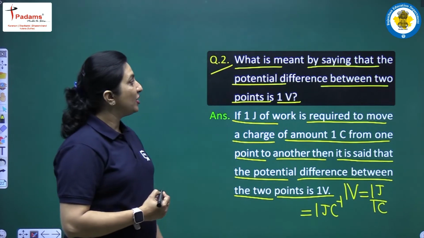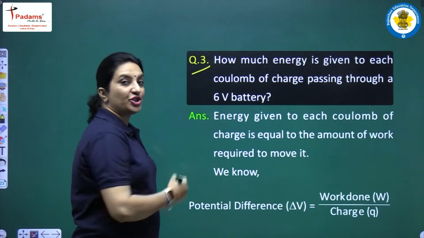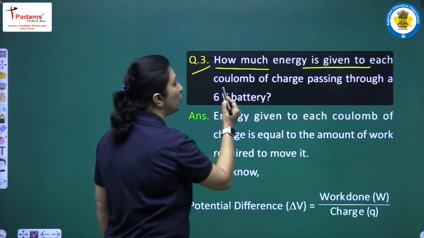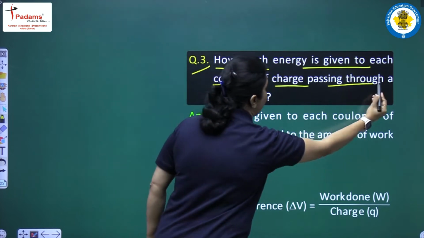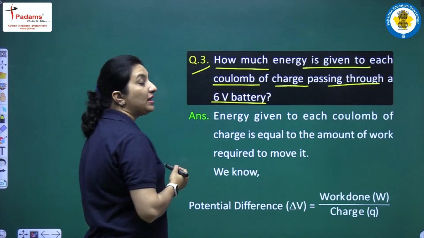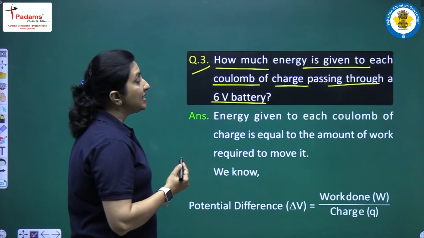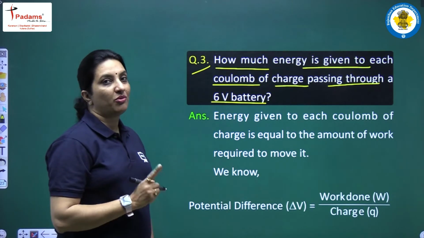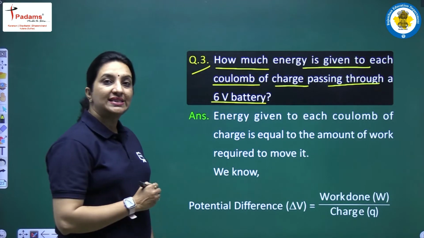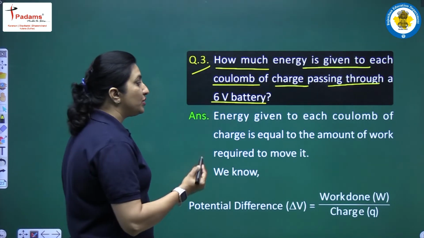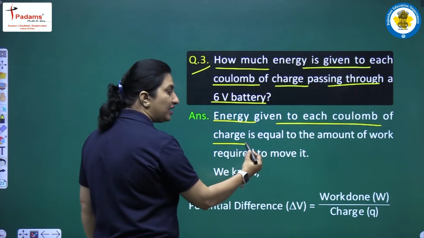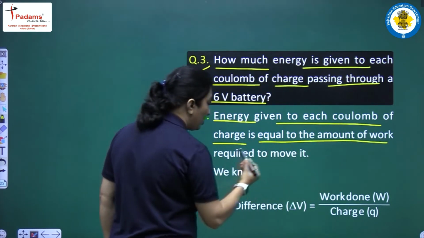Right students? Now let's see the next question, which is question number 3. How much energy is given to each coulomb of charge passing through a 6 volt battery? Now students, here we need to calculate the energy given to each coulomb of charge passing through a 6 volt battery. Now students, we know that energy given to each coulomb of charge is equal to the amount of work required to move it.